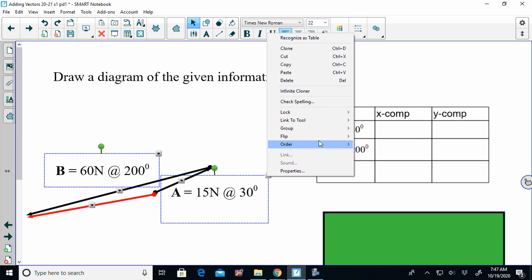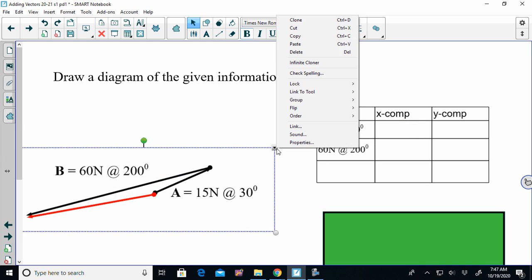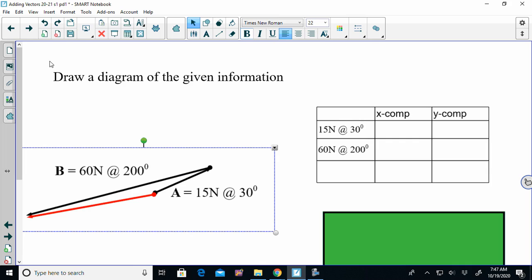I'm just grouping this so I can take it with me. All right? So, step one, make a diagram, and make this little table.